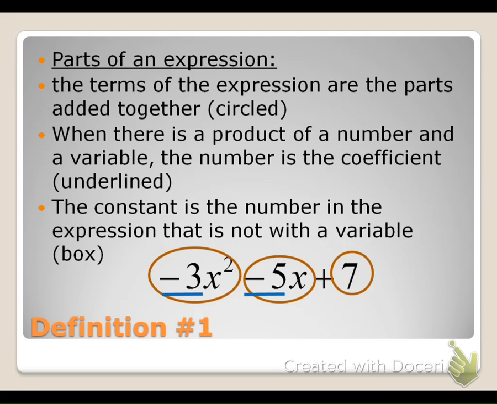And the last thing we're going to look at in this expression is the constant. The constant here is shown in a box. It is 7. A constant is a term without a variable. So we call it a constant because it never changes. No matter what you plug in for x, the constant is always 7. The value of x does not determine the value of the constant. Any questions on this?